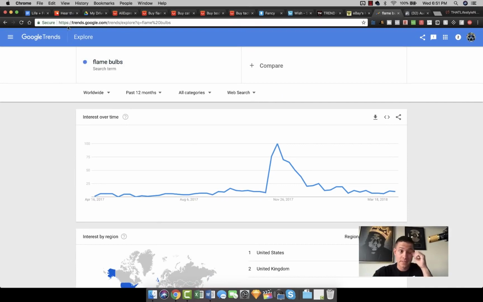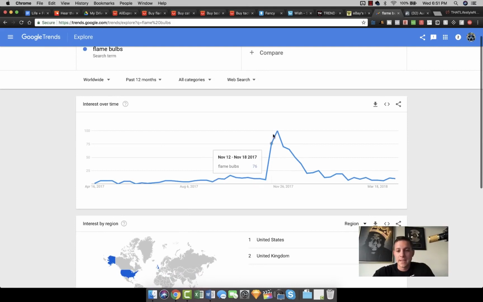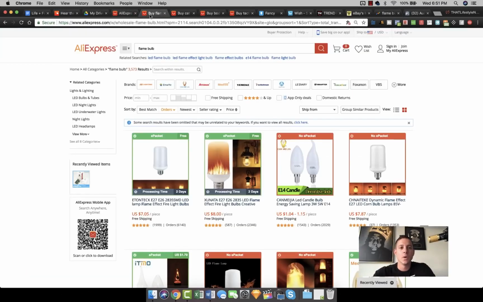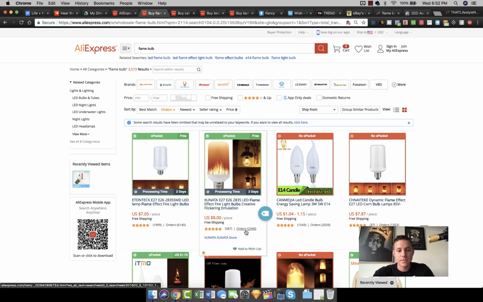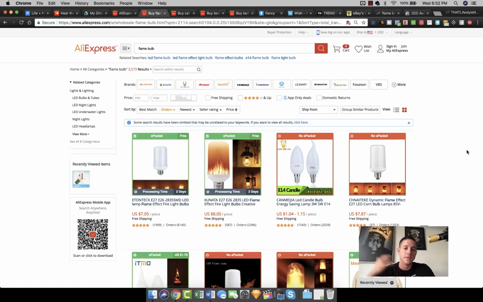So flame bulbs, if we type this into trends.google.com, we can see that it was ridiculously popular, went up to a 100% score leading into Christmas of last year. And then it tapered off and is not particularly impressive in recent times. So this is definitely not one that I would get too into. It already came about, was very popular, peaked at its popularity, and now it's on the downtrend. So even though there's a lot of orders, these might just be fulfilling orders they've already had from a few months ago, or even if they're still selling, people already have the ad campaign set up, people already have the store set up. So this would not be one that we'd want to enter.